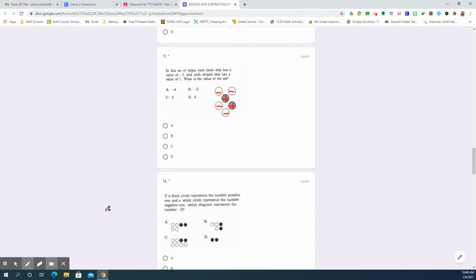So that means that if I have a -1 and a +1, if I add them together, they're going to be 0. So these are called 0 pairs. Anytime you have a negative chip and a positive chip, you can just mark them out because they equal 0. And whatever you have left is your answer. So our answer is -2, B.